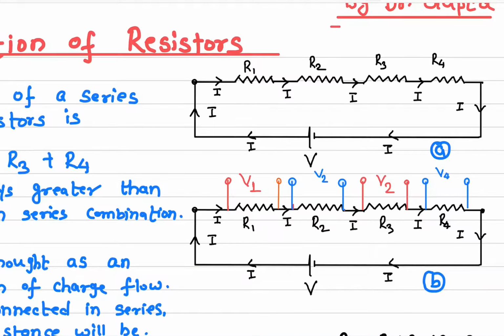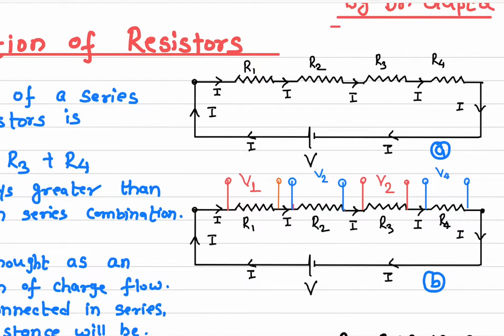Now, as the same current is passing through each resistor, but the resistance value is different, let's say R1, R2, R3, R4 are different values. That means the potential difference across each resistor will be different. So if R1, R2, R3, and R4 are different, then the potential difference across each resistor will be different.